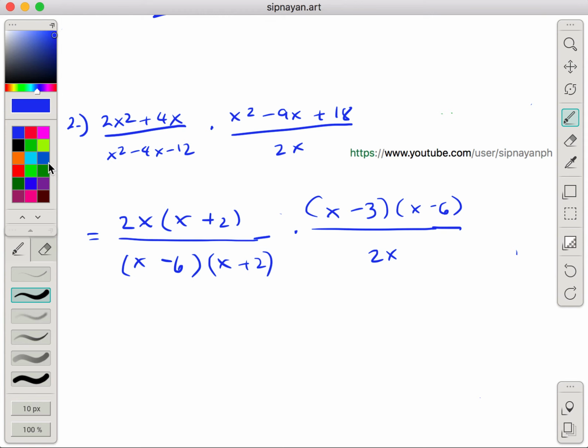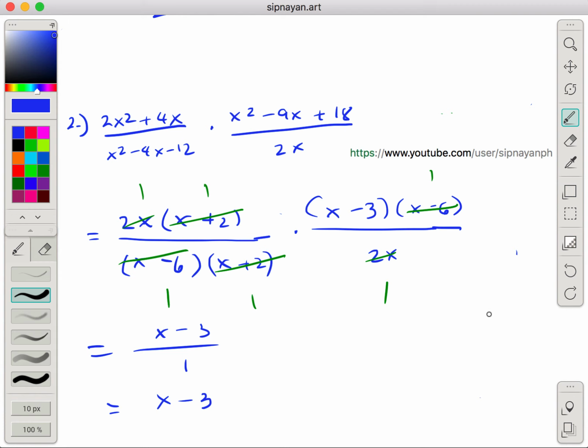Okay. So, what can we cancel? Cancel 1, cancel 1. What else? X minus 6, 1. And then 2x, 1. Okay, so magiging the product will be 1 times 1 times x minus 3 times 1, which is x minus 3. And the denominator is 1 times 1 times 1, which is equal to 1. So meaning x minus 3 yung ating pinakasagot.